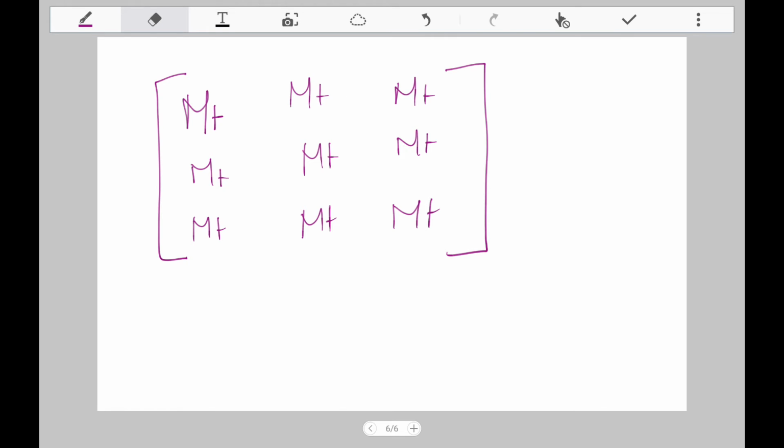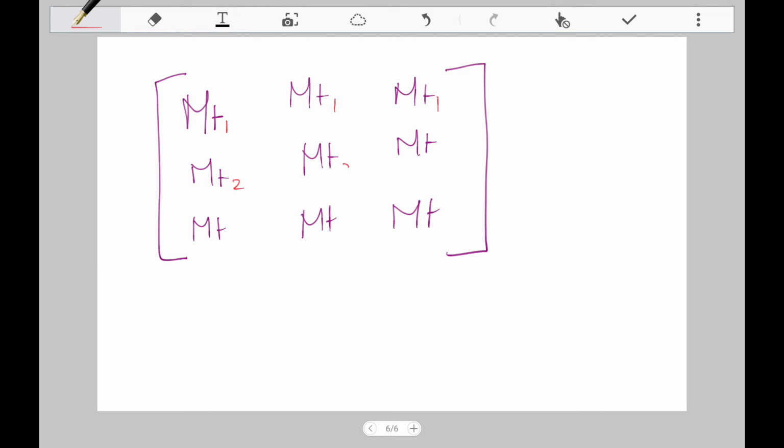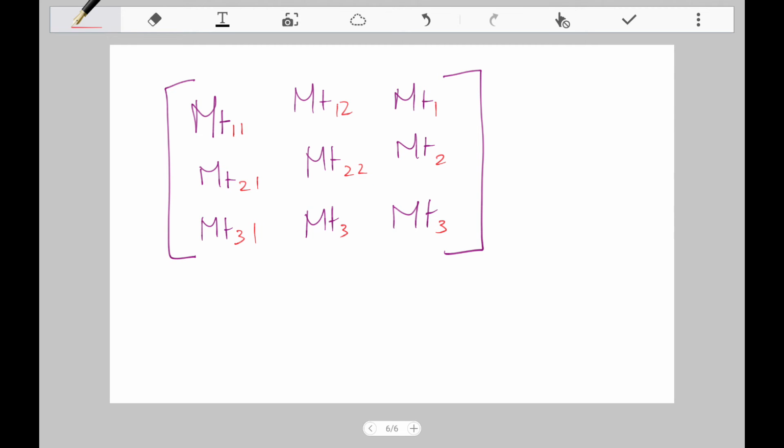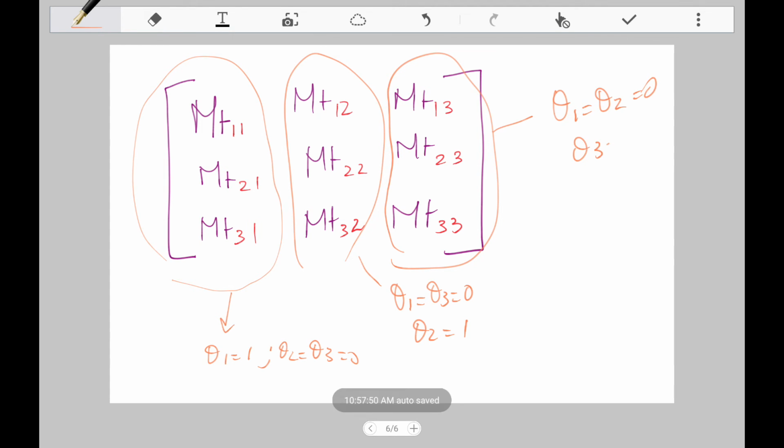Actually, let's do another color here. Row 1, row 2, row 3, column 1, column 2, column 3. Okay, so now it's really important to understand this stiffness matrix. This column here is for theta 1 equals 1, theta 2 equals theta 3 equals 0. This one is for theta 1 equals theta 3 equals 0, theta 2 equals 1. And the last column is theta 1 equals theta 2 equals 0, theta 3 equals 1.